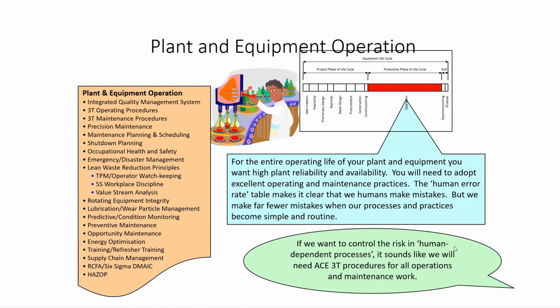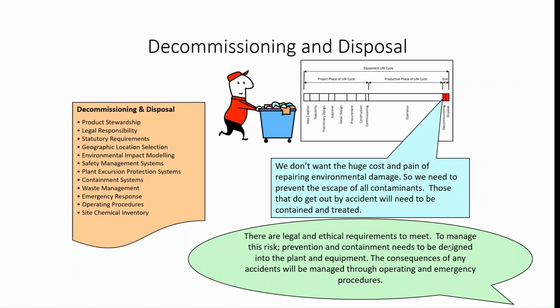availability. You will need to adopt excellent operating and maintenance practices. The human error rate table makes it clear that we humans make mistakes. But we make far fewer mistakes when our processes and practices become simple and routine. If we want to control the risk in human-dependent processes, it sounds like we will need ACE 3T procedures for all operations and maintenance work.